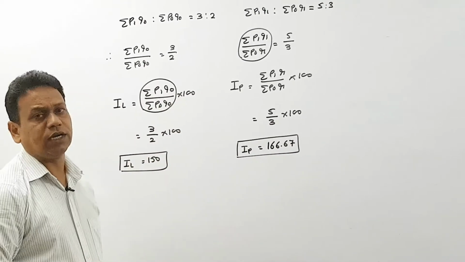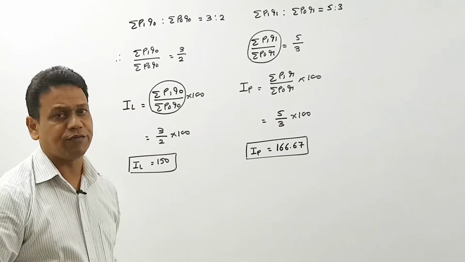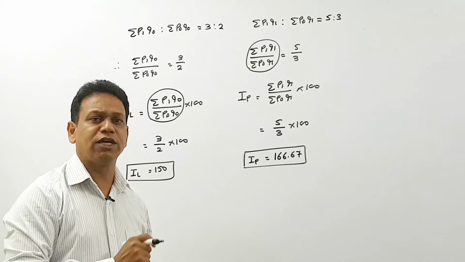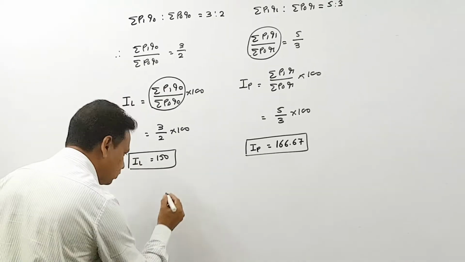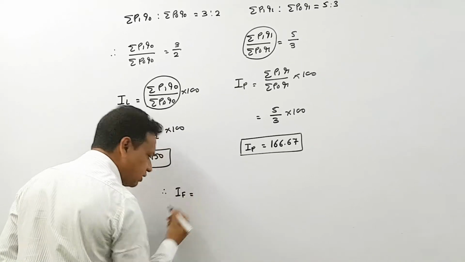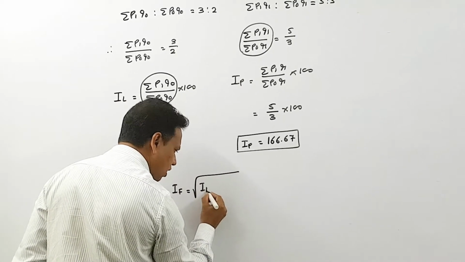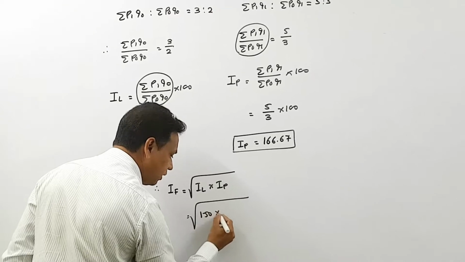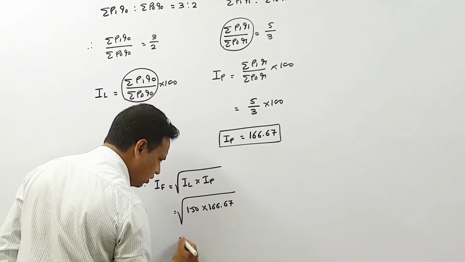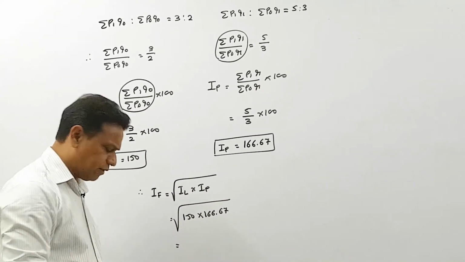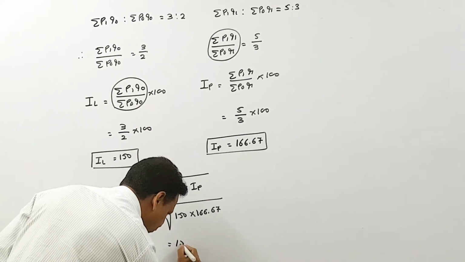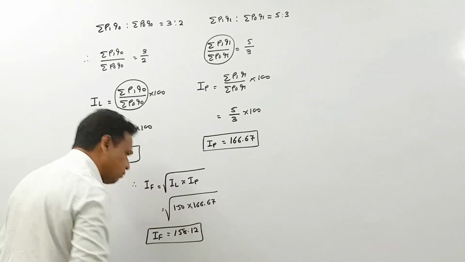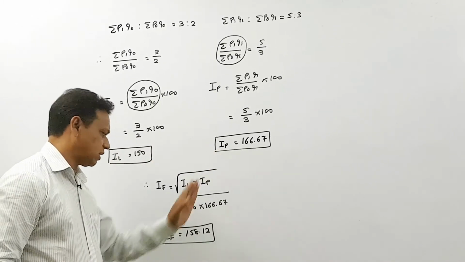Now they also want to find out Fisher's index number, and again my dear friends, it is very easy because Fisher's index number is the geometric mean of Laspeyres index number and Paasche's index number. So we are using it here. Therefore IF, that is Fisher's index number, the formula is IL into IP. So root of 150 into 166.67. You can use your calculator, and by using your calculator we get our answer, that is 158.12. So these are our answers. These are our indices by all the methods: Laspeyres, Paasche and Fisher.